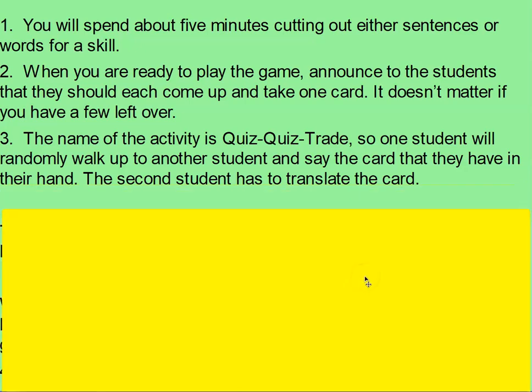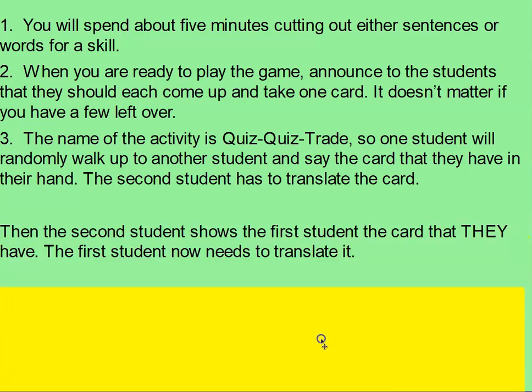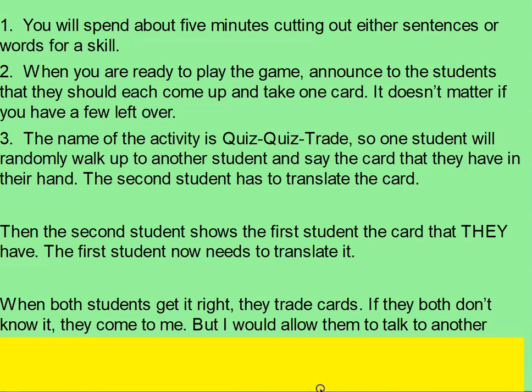Okay, so it's quiz, trade. So one student randomly walks up to another and they either have the second student read the card to them or answer the question on the card or tell them what the card means or whatever. And then however you want to do it so that the students are trading information. And then the second student shows the card that they have and the same thing, but backwards. And then when both students are confident that they know what's on each card, then they trade. Okay, they trade the cards and then they walk off and find another person to talk to.